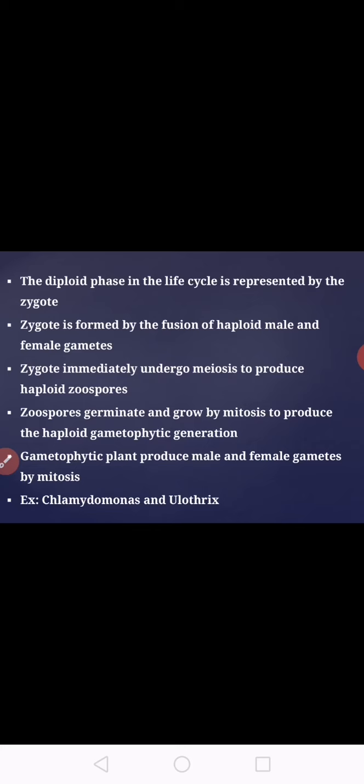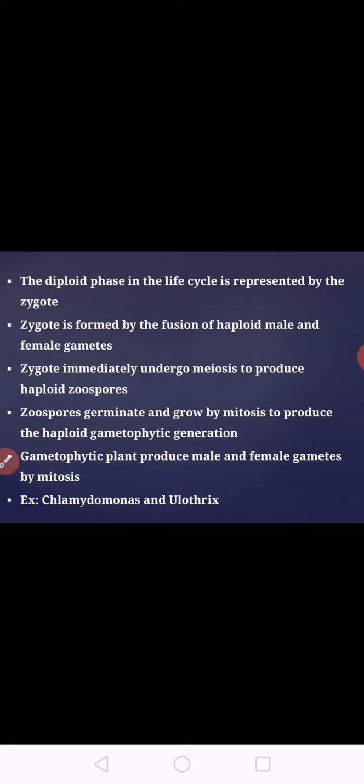Now what do you mean by gametophyte and the sporophyte? Gametophyte means gamete producing plant body. It produces the gametes. Whereas sporophyte means it produces the spores. Am I clear? So gametophyte is the gamete bearing plant, whereas sporophyte means spore producing plant. Now what happens during a haplontic life cycle? So as I said before, here the dominant phase is haploid gametophyte phase.